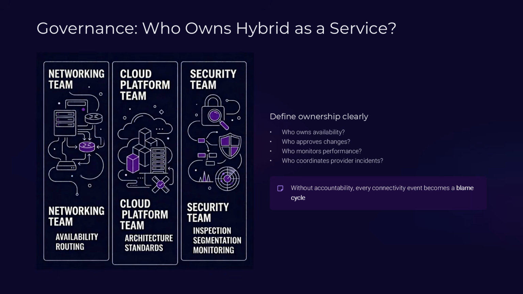Your architecture must define ownership clearly between networking teams, cloud platform teams, and security teams. Without clear accountability, every connectivity event becomes a blame cycle. With clear accountability, you build confidence and operational maturity, and you make hybrid connectivity predictable rather than mysterious.